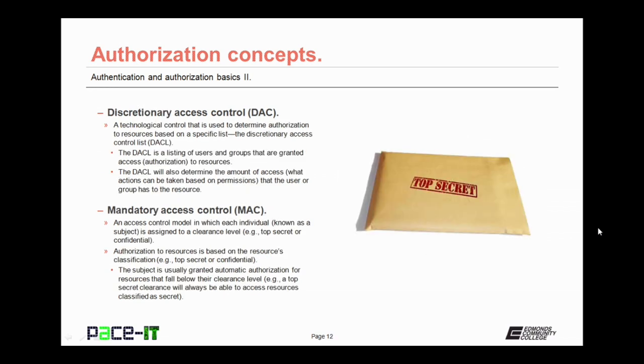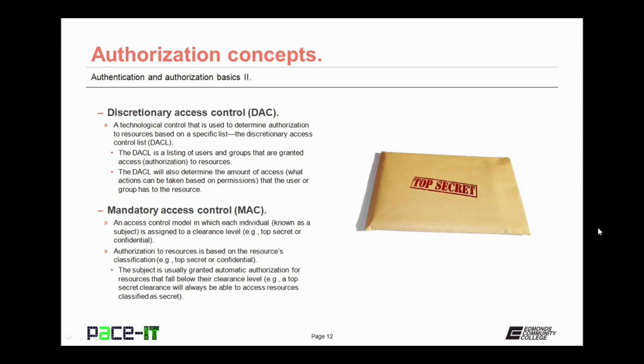Then there is discretionary access control, or DAC. It's a technological control that is used to determine authorization to resources based on a specific list. The list is called the Discretionary Access Control List, or DACL. The DACL is a listing of users and groups that are granted access or authorization to resources. The DACL will also determine the amount of access or what actions can be taken based on permissions that the user or groups has to that specific resource.